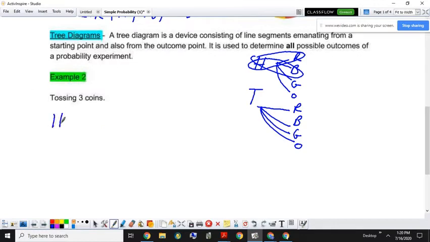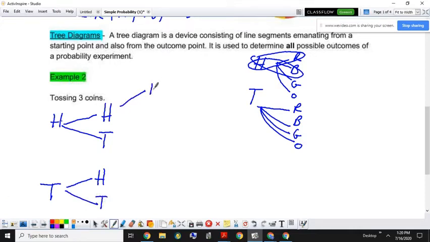On the first coin, we have heads and tails. I'm going to write them out far apart so I have enough room. Second coin, heads, tails, heads, tails. And then I'm going to toss another coin, and I can get heads, tails, heads, tails, heads, tails, heads, tails. If you look at this, there are actually 8 outcomes: 1, 2, 3, 4, and so on.